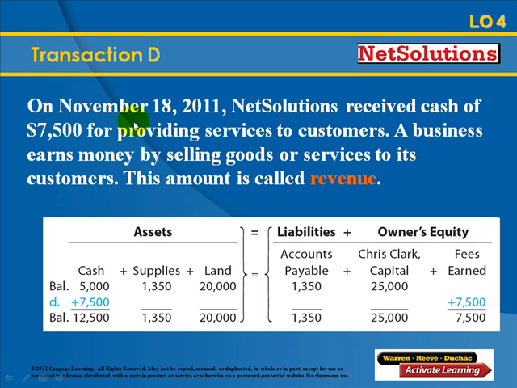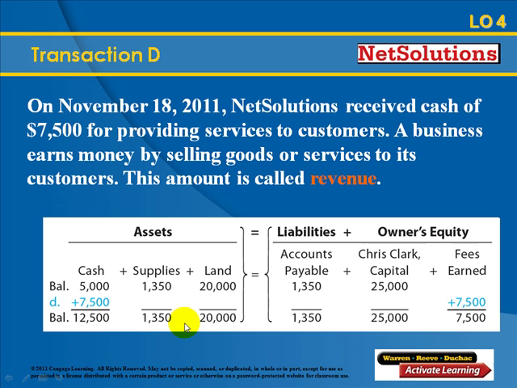Now, on November 18th, Net Solutions received cash of $7,500 for providing services to customers. A business earns money by selling goods or services to its customers, and this is called revenue. We got $7,500 in cash. Now we have a balance of $12,500.